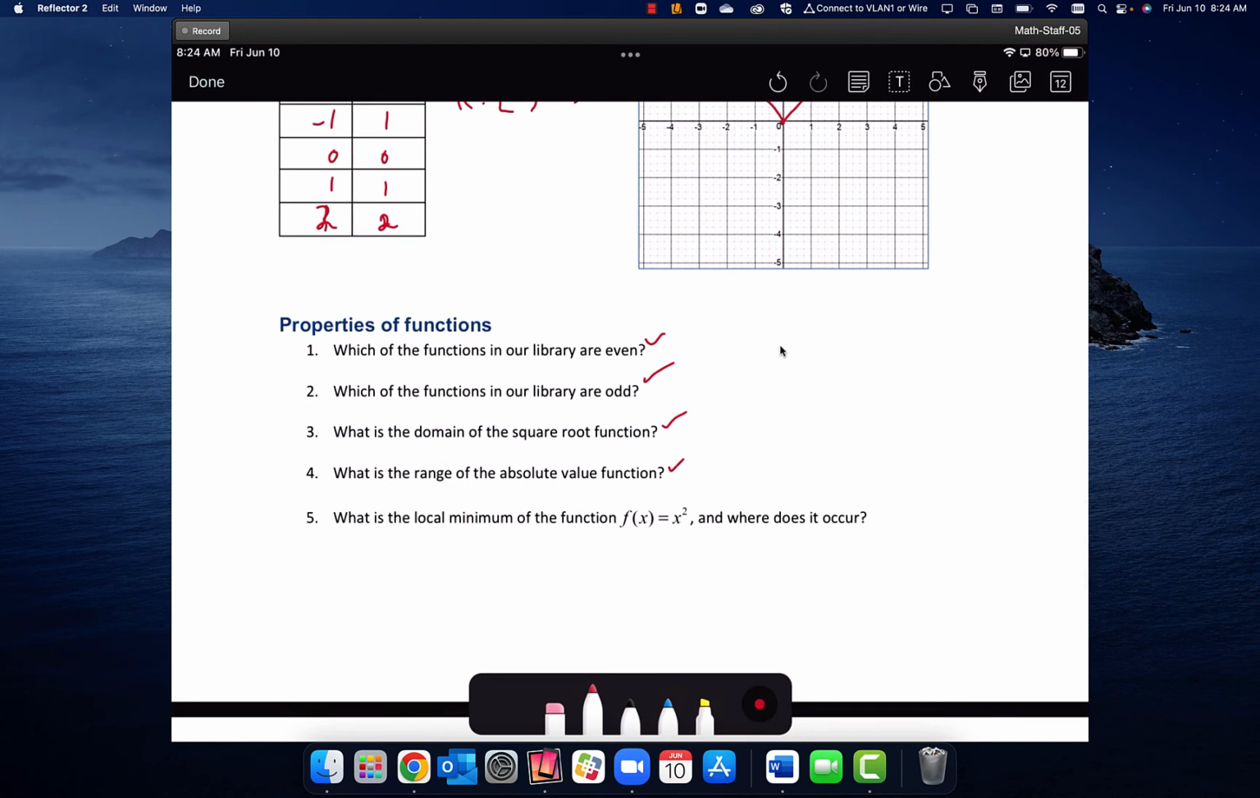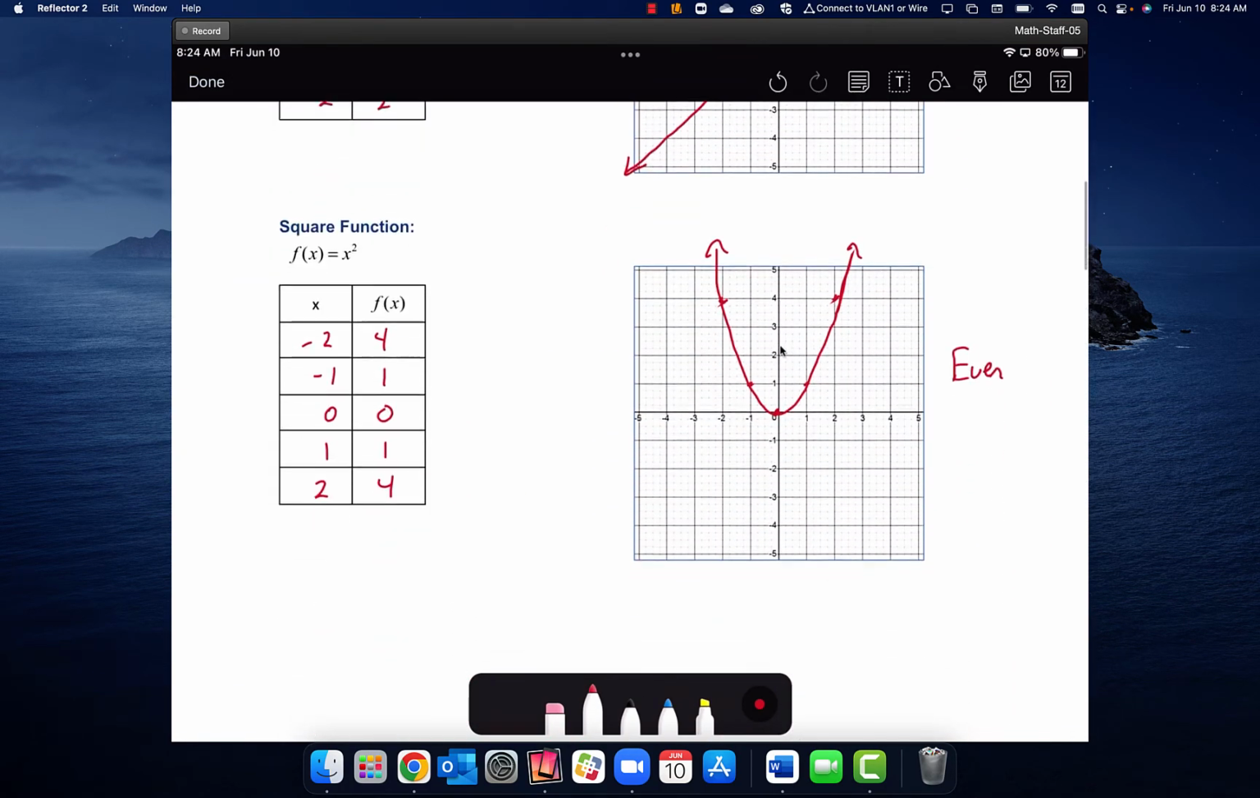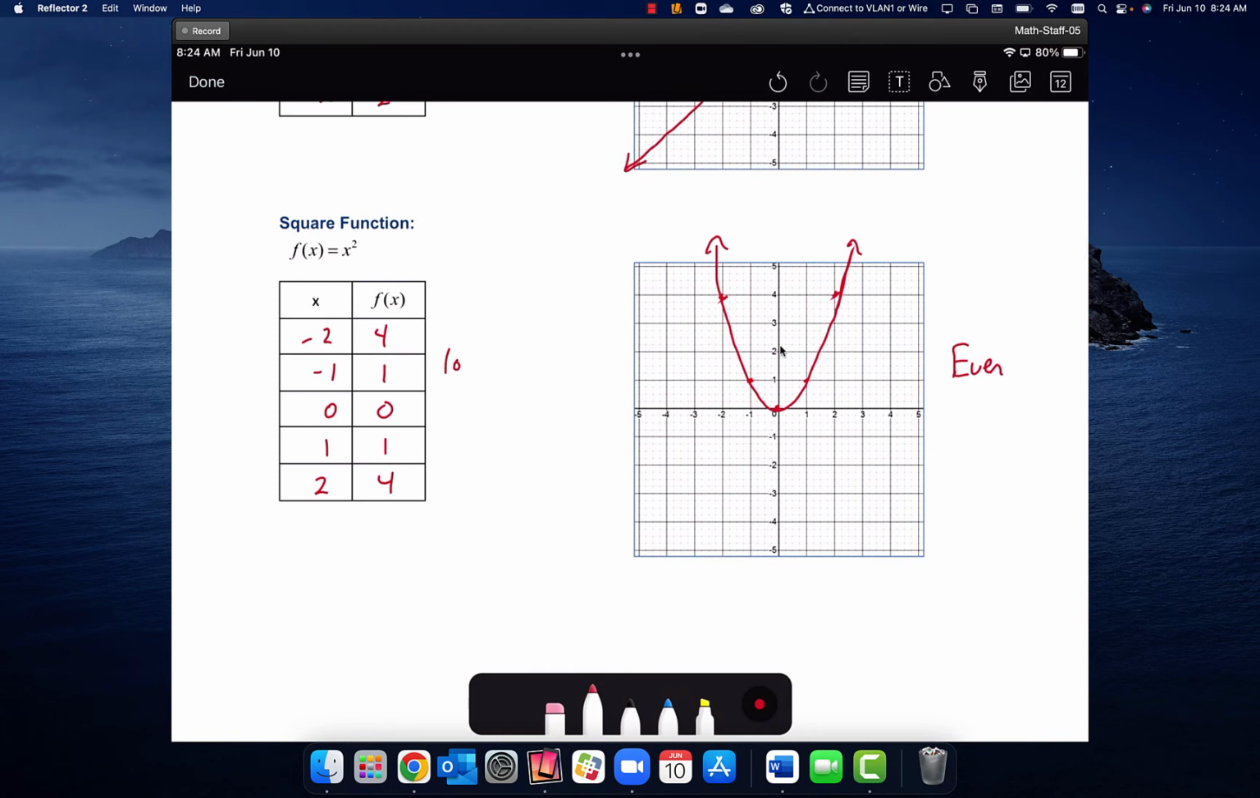What are the local min of the function x squared, and where does it occur? All right, so the local min is 0 here, the origin. The y value is the min. Where does it occur? At 0. x equals 0. So remember, the minimum or the maximum, whatever you're talking about, is the y value. Where it occurs is the x value.